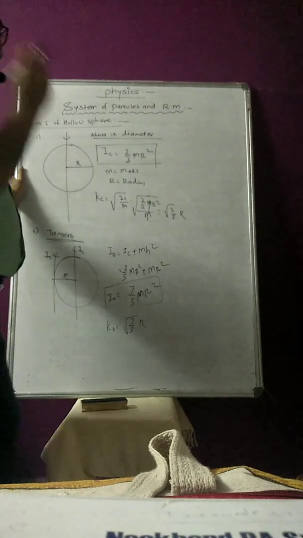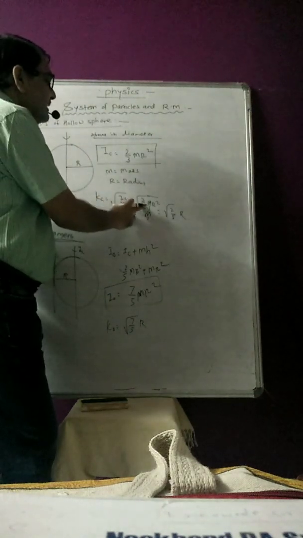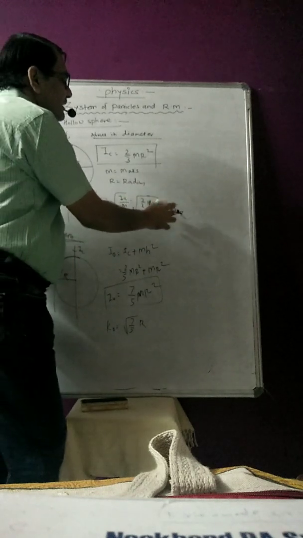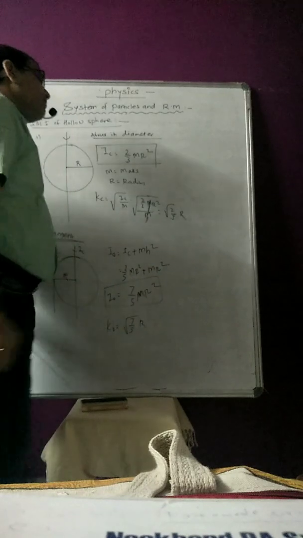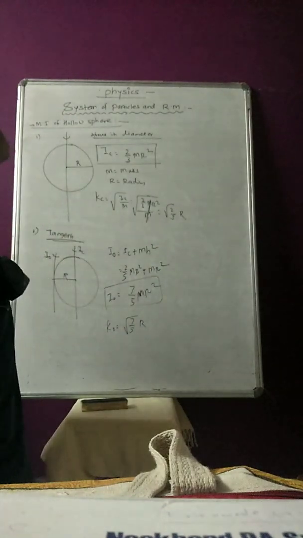And if I want to find out the radius of gyration, in that case it is IC upon m. So here this answer will be 2 by 3, and m will get cancelled. So here this answer becomes root 2 by 3 into r. Okay, so that will be your right answer.